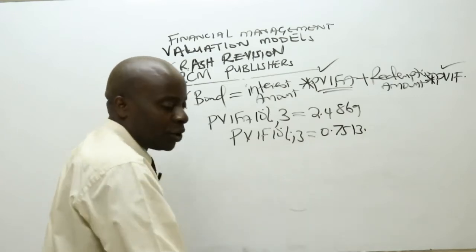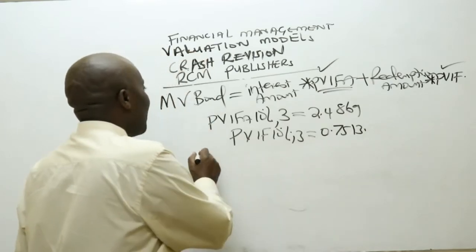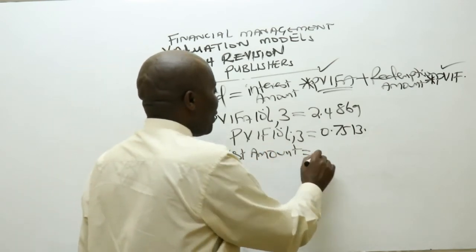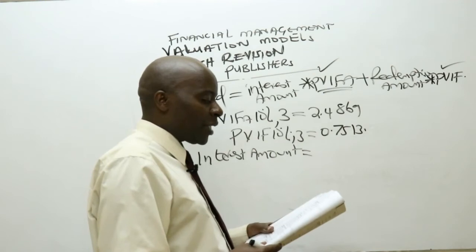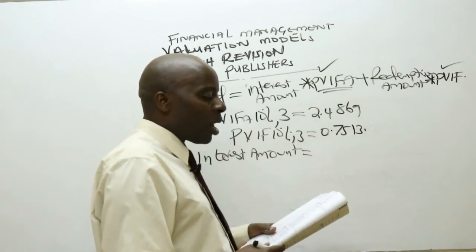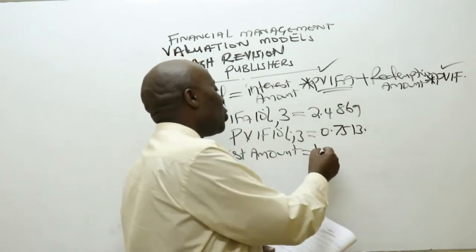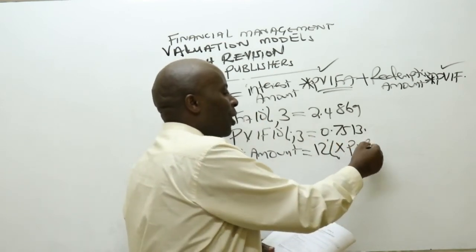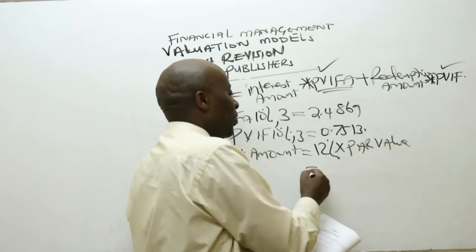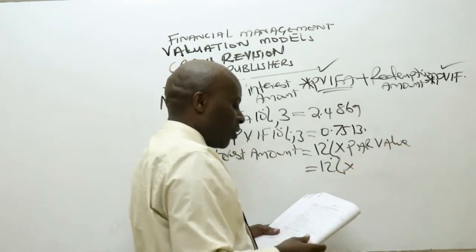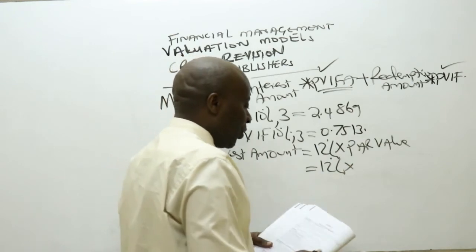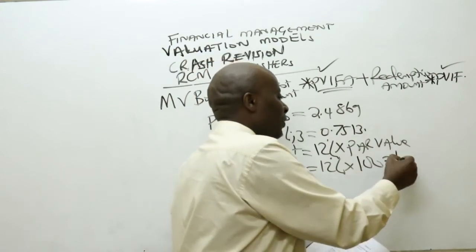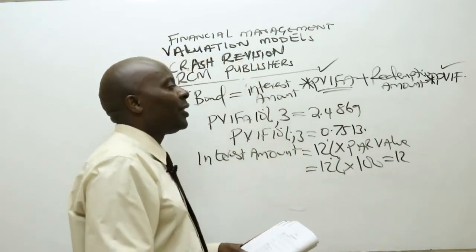The next thing with the gentleman here is for you to come and give us the interest amount. The interest amount here is quite easy. These guys gave us the coupon rate. They told us it's a redeemable 12%. That 12% is the interest coupon rate, so 12% of the par value, which happens to be 100. So 12% over 100 gives us shillings 12.